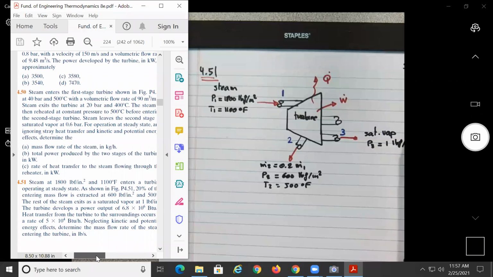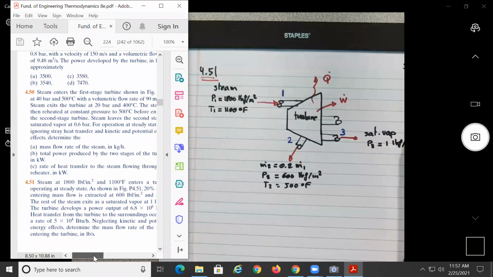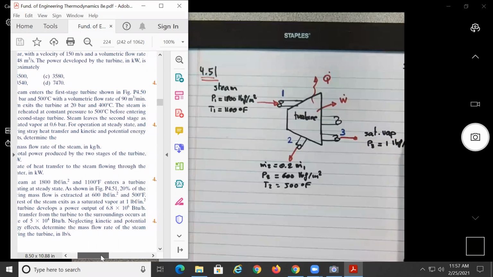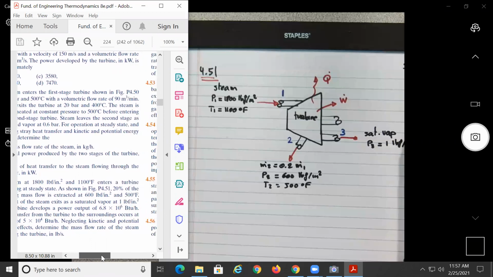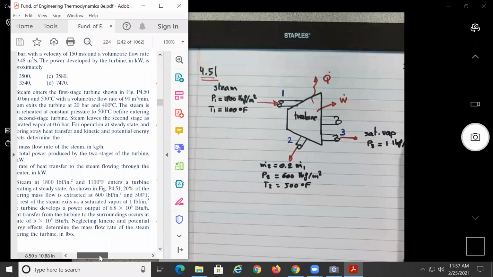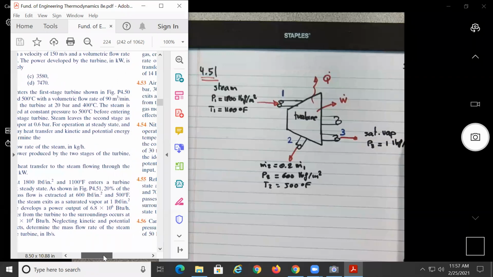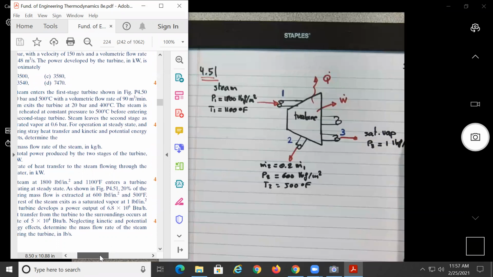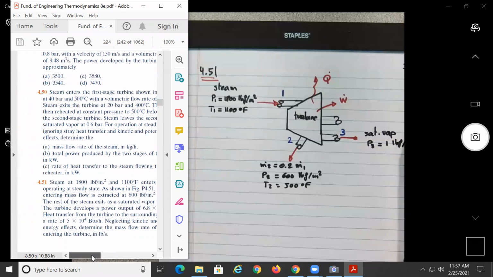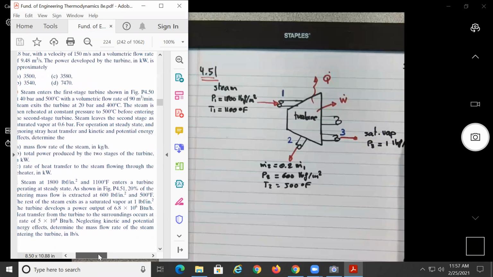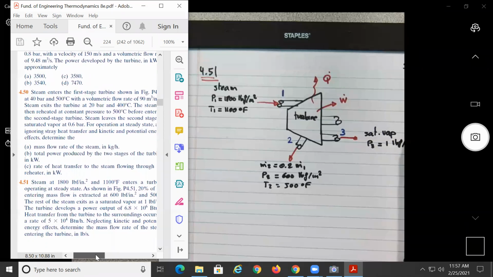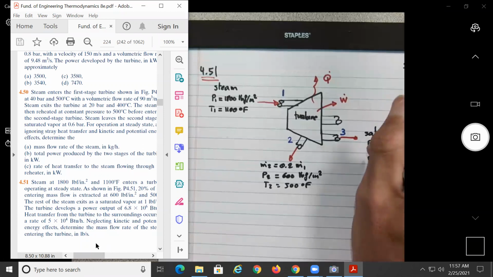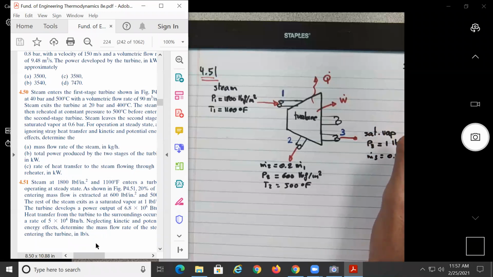All right, so enters the turbine, operating at steady state. So if it's steady state, remember we have that dm dt equal to 0, no? Okay? We can use the simplified expression. As shown in figure 451, 20% of the entering mass flow is extracted at 600 psi, 500 degrees Fahrenheit. The rest of the steam exit on saturated vapor at 1. Okay, so it's obvious, but then we can say what? Here, m.3 will be equal to what?